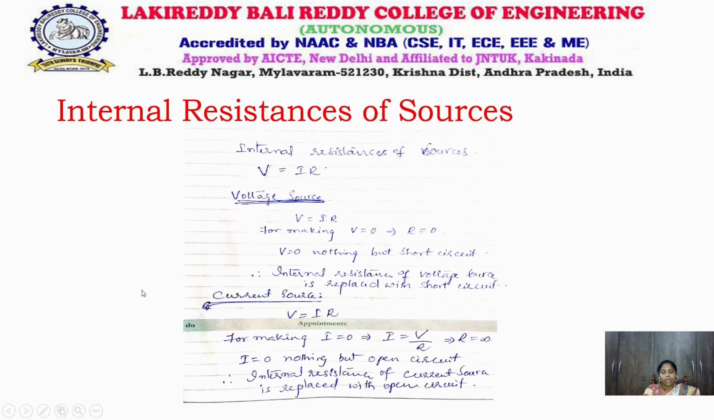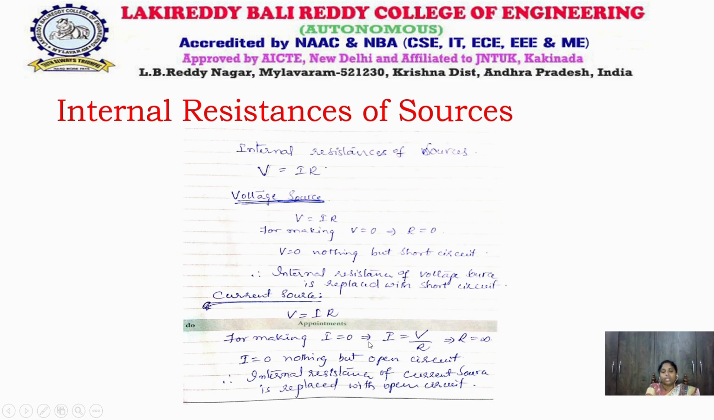Now coming to how we can replace the internal resistance of sources. If I have a voltage source and want to replace it with its internal resistance, according to Ohm's law, V equal to IR. For making V equal to 0, the corresponding R must be 0, which is nothing but a short circuit. So the internal resistance of the voltage source is replaced with a short circuit.